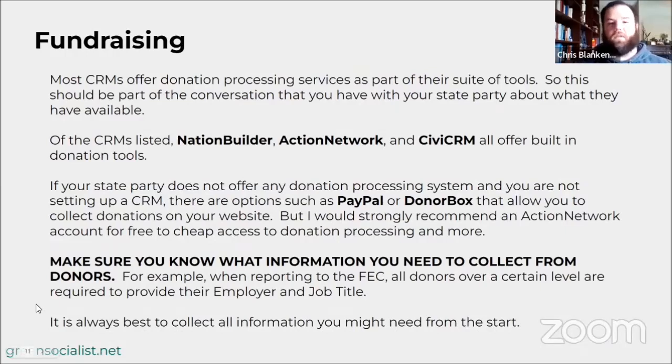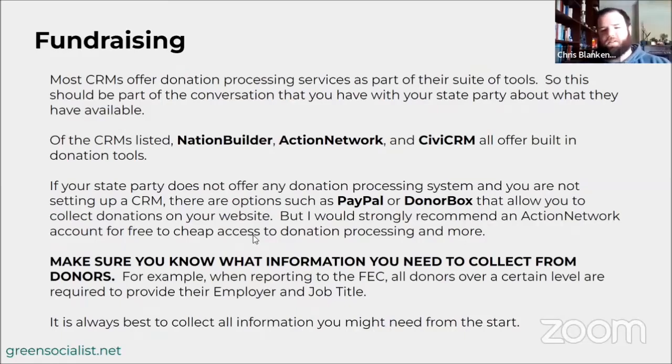So most CRMs offer donation processing services as part of their suite. So this should be part of the conversation you're having with your state party. When you say, hey, do you have a list? Yeah, we've got a list. Hey, do you have a database? Yeah, we've got a database. Does it do email? Yeah. Does it do fundraising? Yeah. These are early conversations. I keep saying you should ask your state party, but hopefully your state party is proactively coming to you and saying, this is what we have to offer.